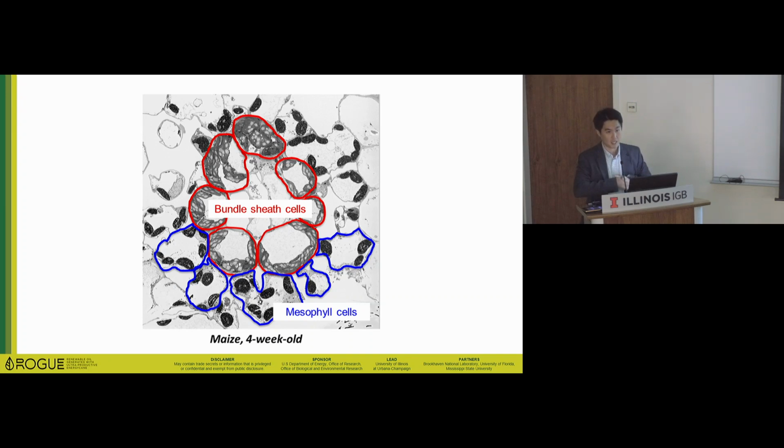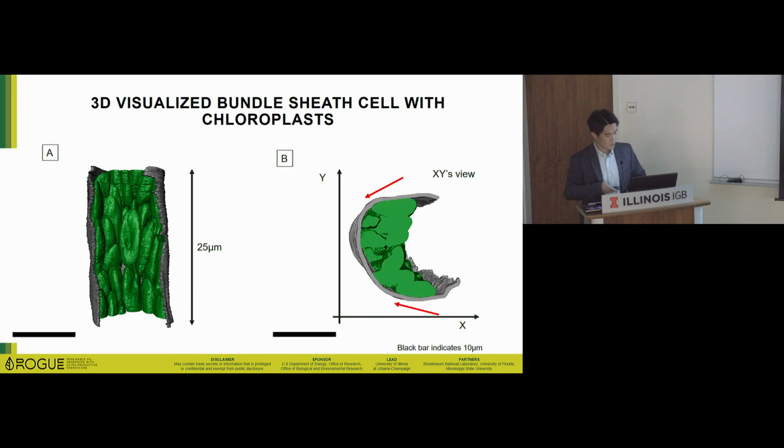Ryan and I did it. For example, for the bundle sheath cell in sugarcane, they have an average of 25 chloroplasts in our volume, and the mesophyll cell has only 12 or 13 chloroplasts. That is what we currently count in this data file.